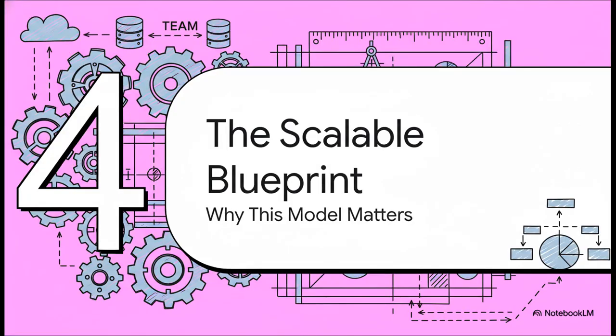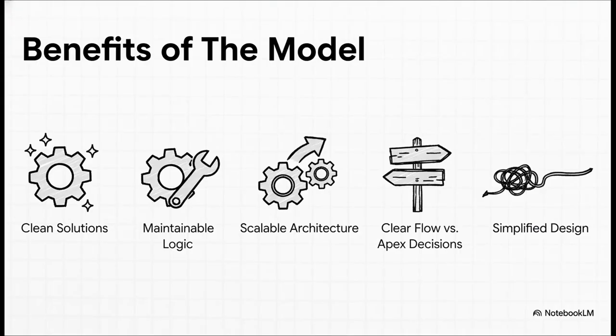Beautiful. So why are we talking so much about this team structure? Why does this all matter? Because this isn't just some clever analogy. It's a really powerful blueprint for how you should be building your automations from now on. The benefits you get from this model are huge. Your solutions become way cleaner because the logic isn't all twisted together. Maintenance becomes a breeze because when something breaks, you know exactly which component to look at. This architecture is just naturally scalable. You can add new reusable actions or update your tools without having to rewrite the whole system. And it even helps clarify those really tricky should-I-use-Flow-or-Apex decisions by giving you a clear framework for where each type of logic should live.